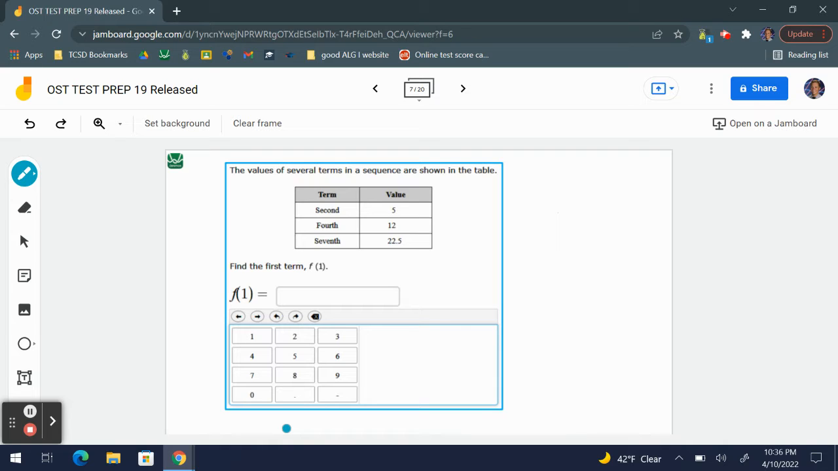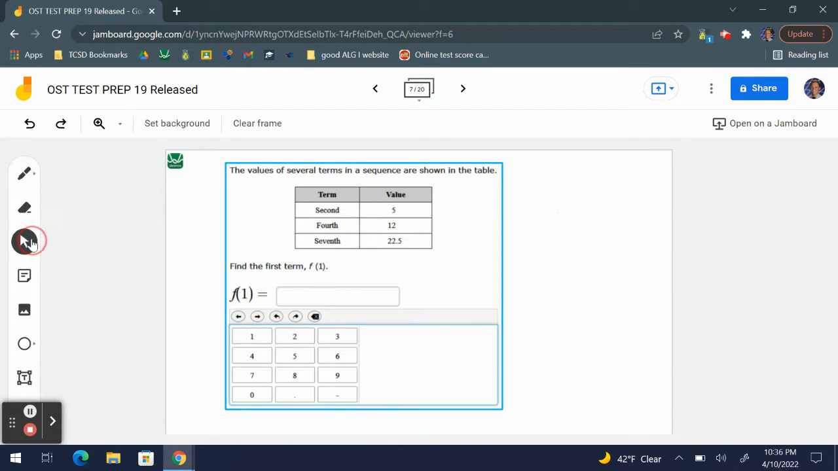This is question 7. The value of several terms in a sequence are shown in the table. So we have a table, we have our terms and our values, so our input and our output. The first term, f of 1 equals what? Unfortunately, they didn't give me my first term. They gave me the second one, the fourth, and the seventh. So these kind of stink too because they're not in any type of order.